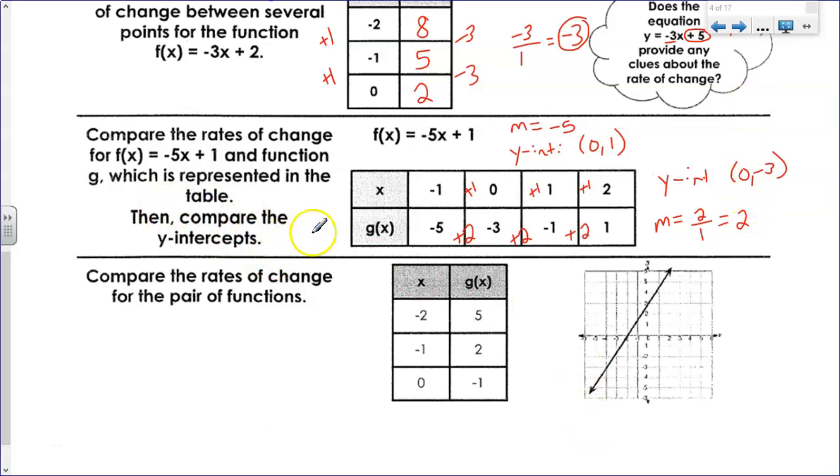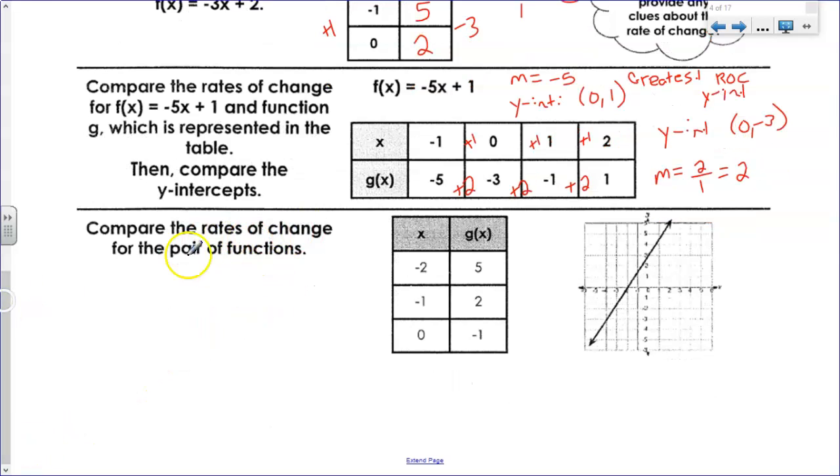All right, so let's look at comparing. So negative 5 and 2, which one has the greater rate of change? Well, if you look at first, you're going to think negative 5 because it's smaller than 2 because it's a negative. But the negative tells me the direction of the line and not the value of the slope. But 5 is greater than 2, so this one here has the greatest rate of change. Then if we look at the y-intercept, is 1 greater than negative 3? Yes, so this one also has the greatest y-intercept.